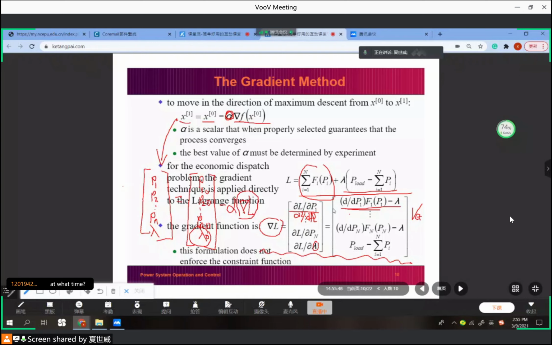It is just this. This is the first order derivative for P1. This is for Pn. So P1, P2 until Pn. The last row is for lambda. So the first is L over P1, L over P2, L over Pn. The last row is L over lambda. Okay. This is the first order derivative of L.